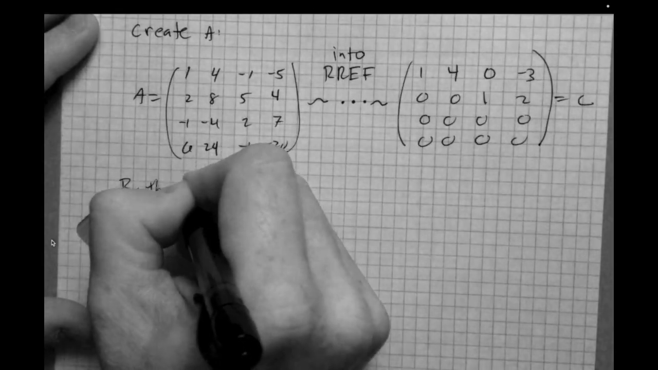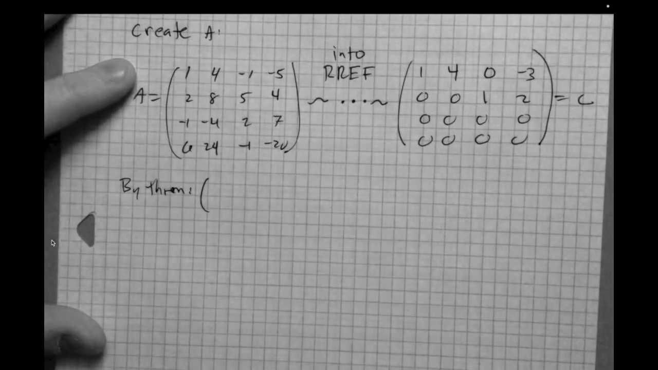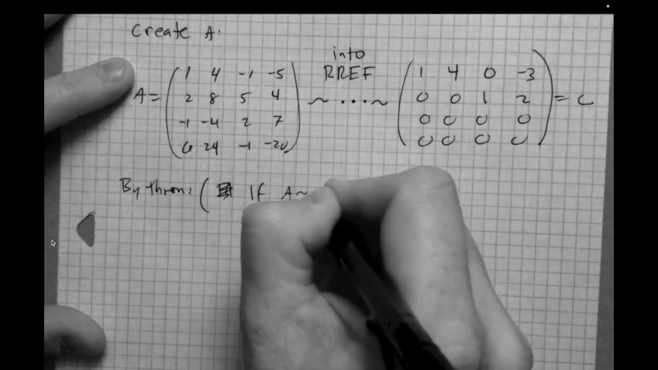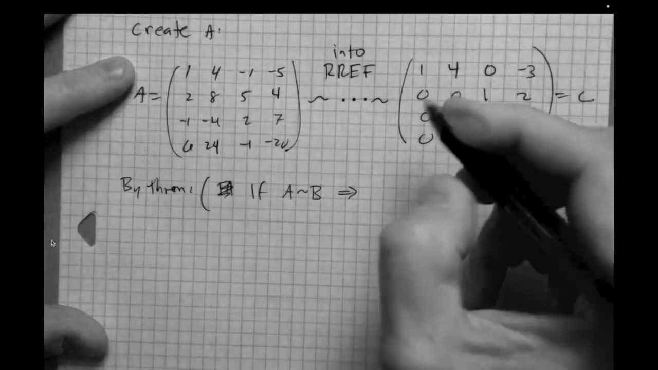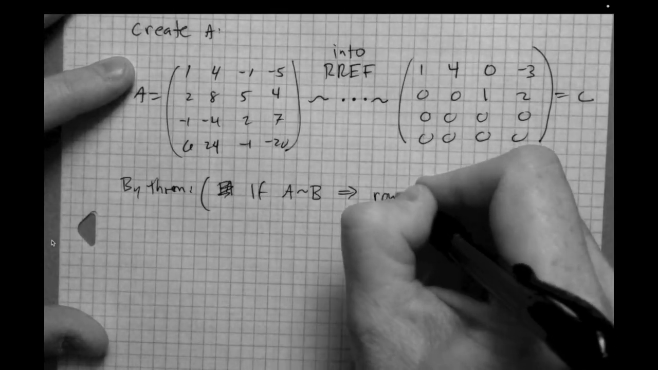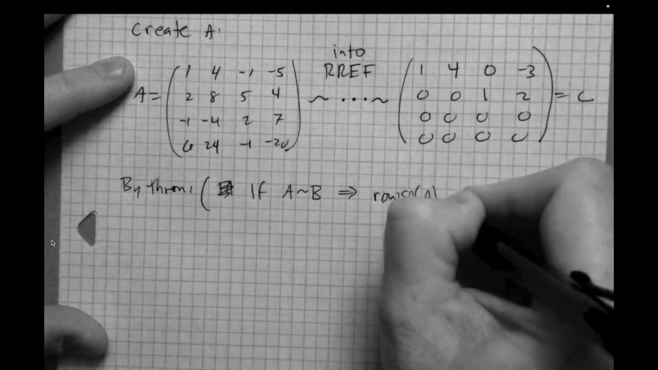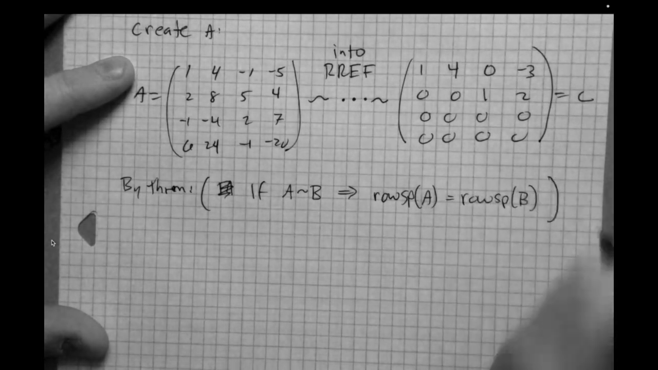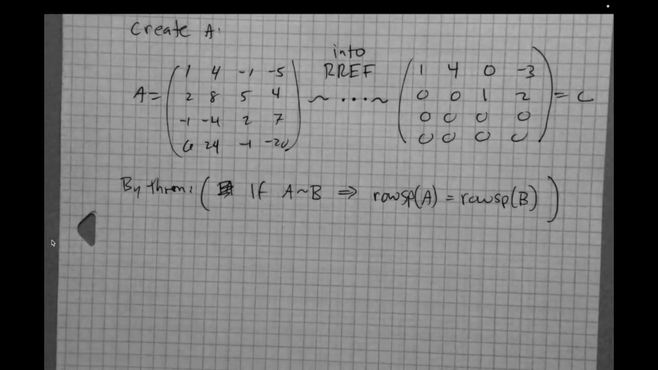Okay, now we had a theorem a while back when we talked about row space. We said that if A is row equivalent to B, then the row space of A is equal to the row space of B. That's what we said back in our theorem. We proved that. It's back in section 2 something. Right, so we're just going to apply that here.